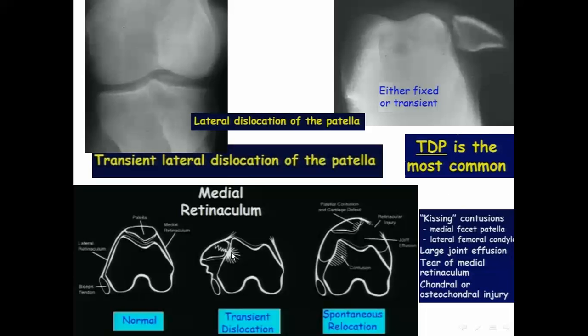Of course, you can find kissing contusions. You can find large joint effusion. You will have the tear of the medial retinaculum, and you may have chondral or osteochondral injury. So in lateral dislocation of the patella, we have the transient type. This is the most common, and this is the mechanism, interruption of the medial retinaculum. So in the MRI, we will have the effusion, the torn medial retinaculum, the displaced patella, the kissing contusions, and maybe osteochondral lesions.